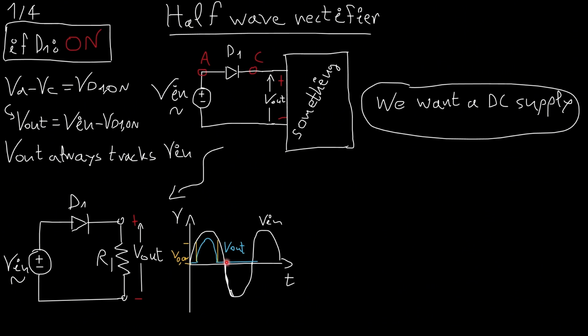It's off until the difference here becomes VD on. At that point, it turns on again, and it turns off again right here. In this stage, it's off. In this stage, the diode is on. It is off, and this on, this off again.